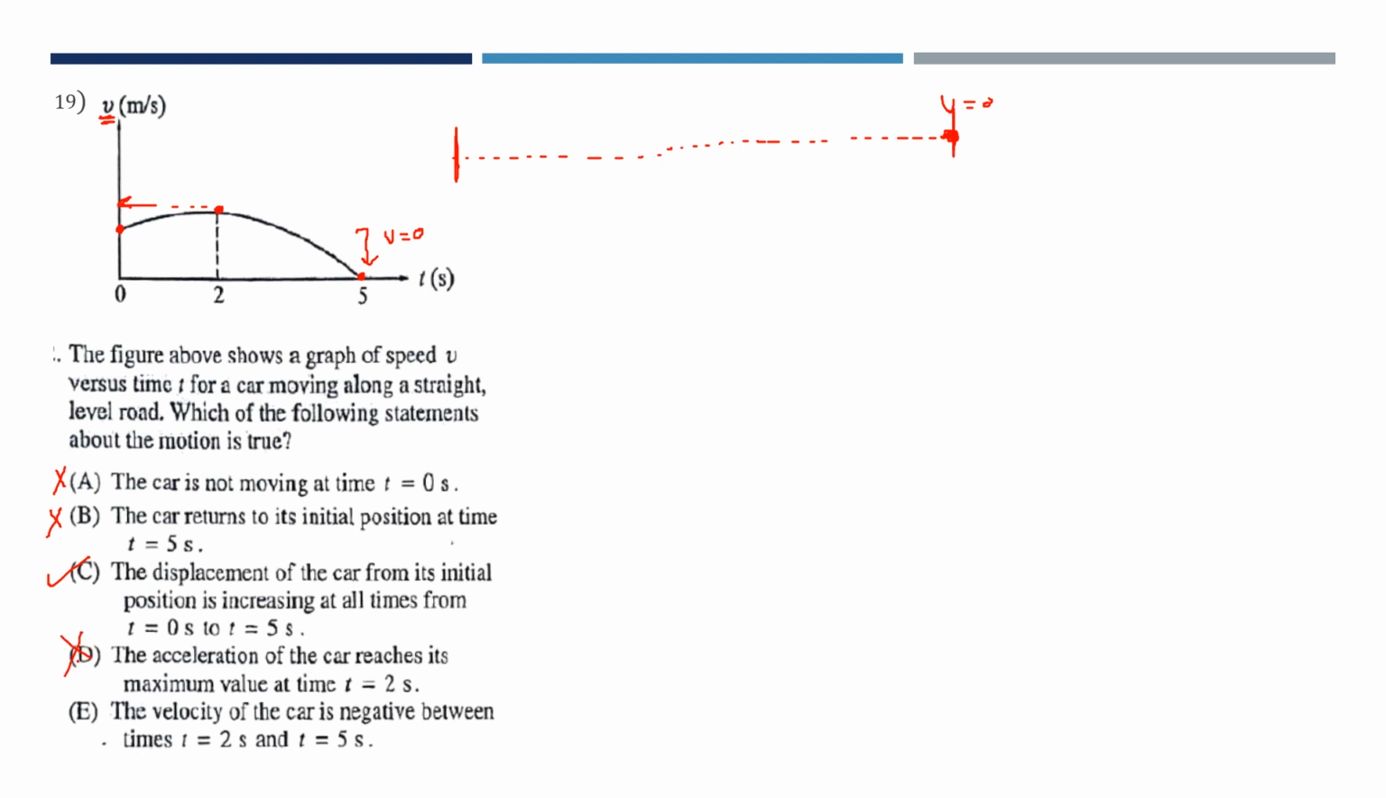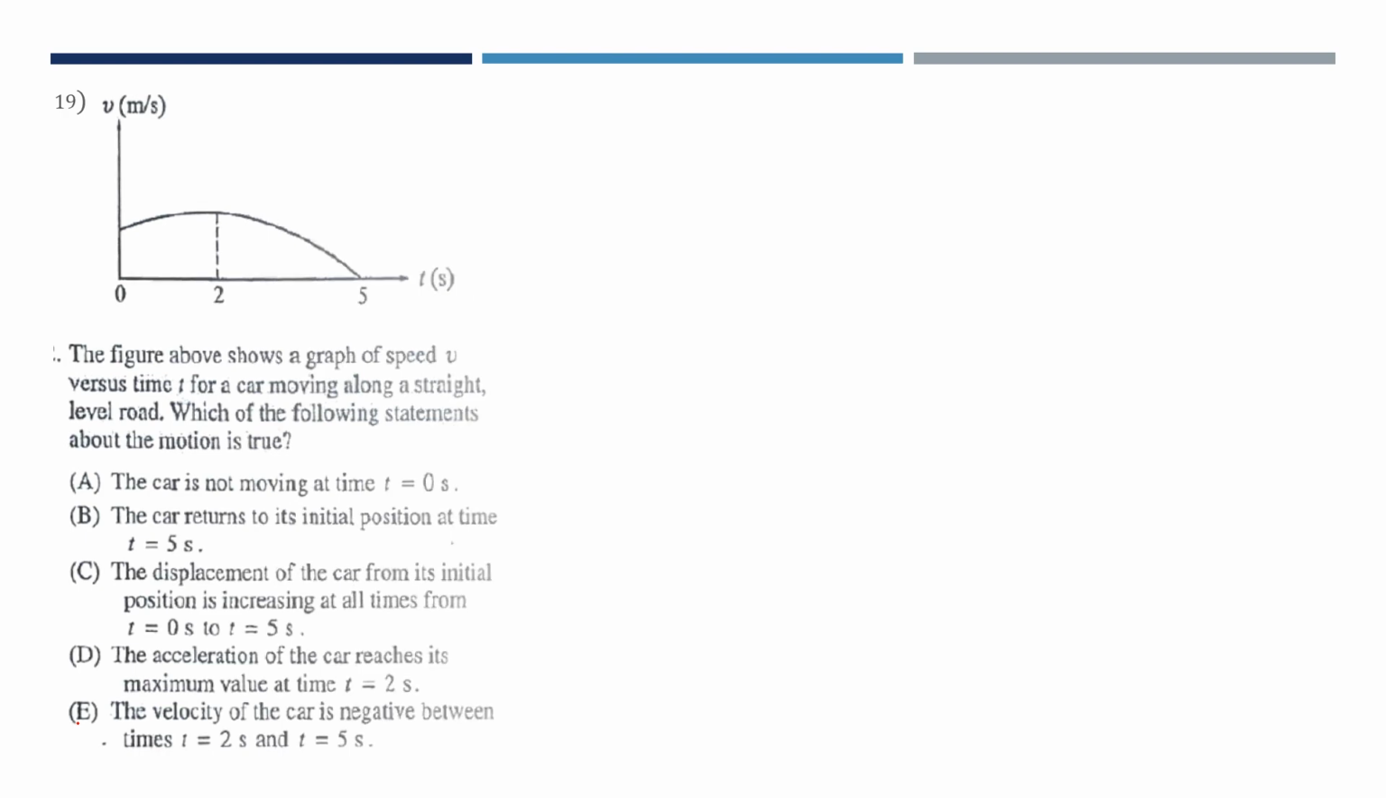E. The velocity of the car is negative between t equals 2 and t equals 5 seconds. Between t equals 2 and t equals 5, we have a decreasing velocity, but it's positive velocity. The object did not change its direction. The velocity was decreasing, but still positive velocity. So E is not correct. Excellent.